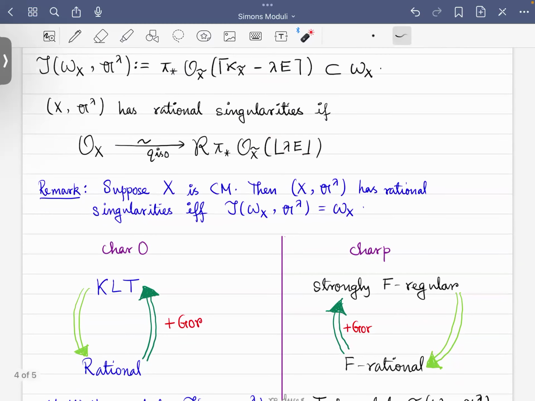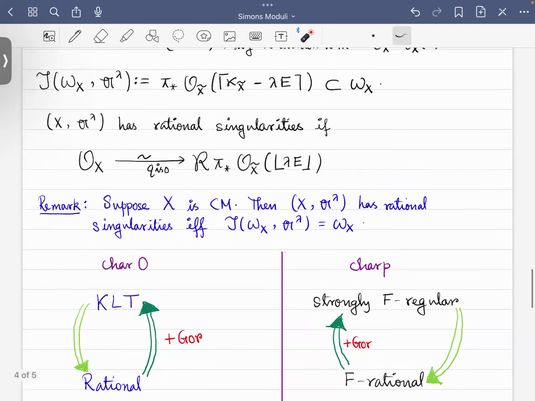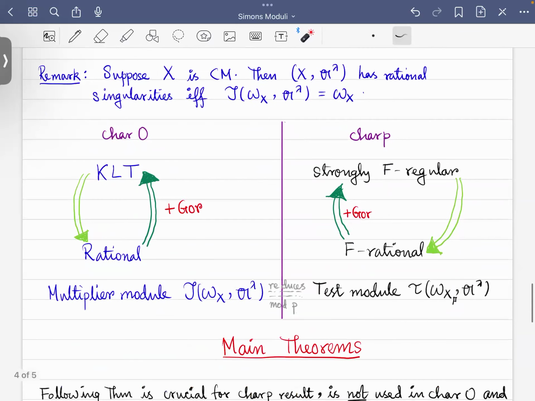One quick remark is that if we assume X is Cohen-Macaulay, then (X, a^λ) has rational singularities if and only if the multiplier module is trivial, or the entire thing, ω_X, which means the multiplier module measures the failure of rational singularity.